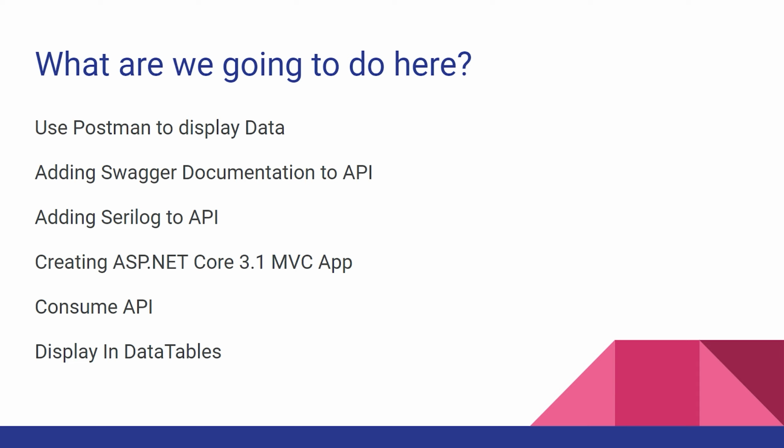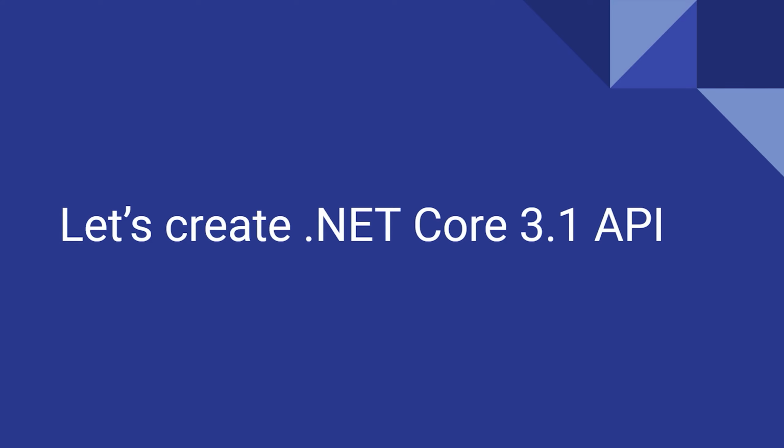Then when we're done with that, we're going to create an ASP.NET Core 3.1 MVC application, and then we're going to consume that API, and then we will display that data in data tables. So that's what we'll be covering. So let's start creating an API.